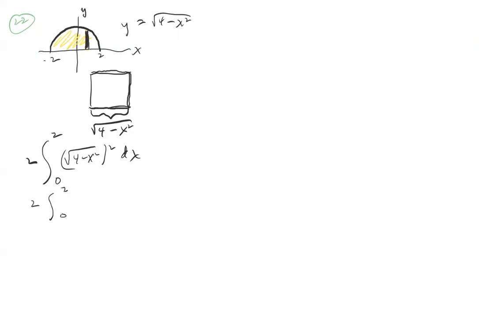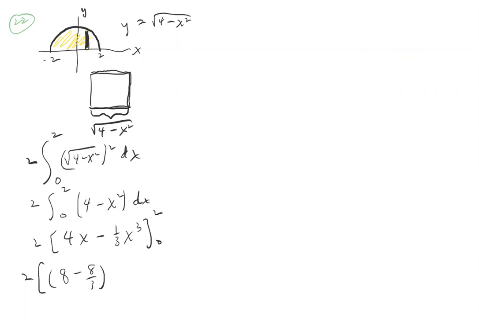Now, you actually have a calculator here, but come on. We don't need a calculator for this one. Antiderivative, 4x minus 1/3 x cubed from 0 to 2. So 2 times, plug in the top number: 8 minus 8/3, minus plug in the bottom number, 0 minus 0. I will leave the computations to you.